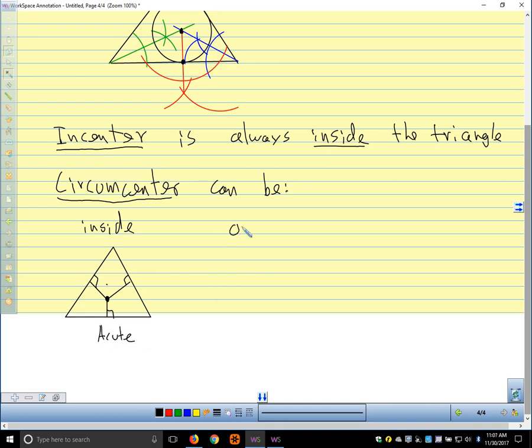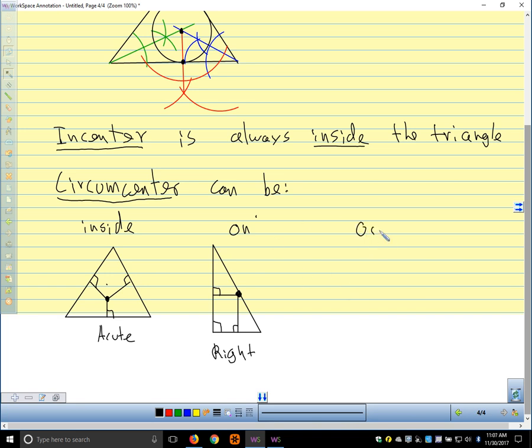It can be on the triangle if we have a right triangle. And it's going to be on the hypotenuse. So the perpendicular bisector is here and here. So that's going to be on the hypotenuse. The perpendicular bisector of the hypotenuse goes from here straight out that way. So that's for a right triangle.